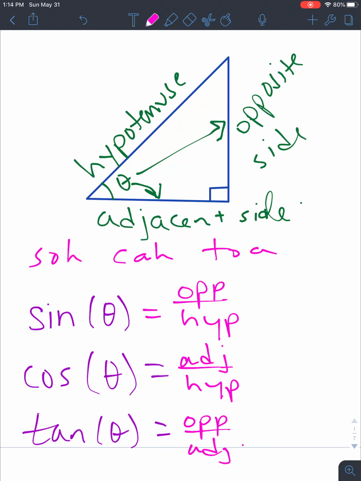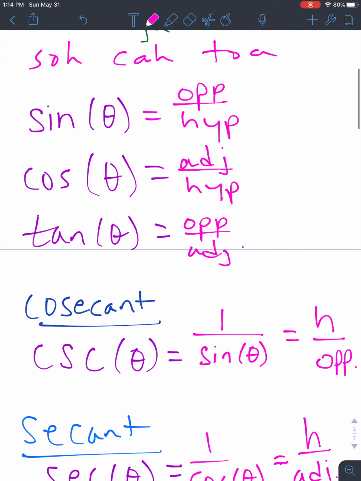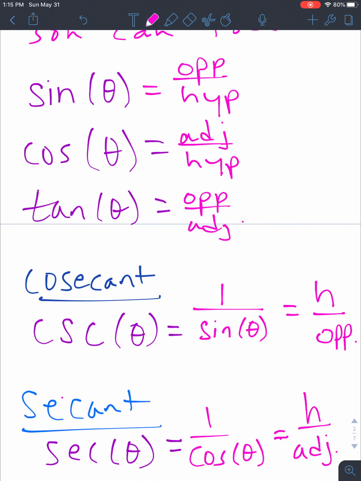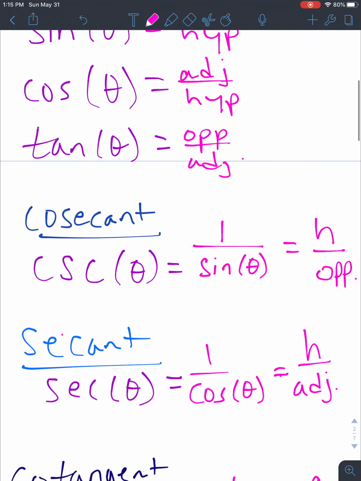But we also have 3 more trig functions. We're going to start with cosecant, which we abbreviate as CSC of theta. Cosecant is 1 over the sine of theta, so that means it's the hypotenuse divided by the opposite side. Secant is abbreviated SEC of theta, and that's 1 over cosine. So cosecant goes with sine, and secant goes with cosine. I know that's a little counterintuitive, and that's why I'm pointing it out. So secant is always 1 over the cosine of theta, which is the hypotenuse over the adjacent when you're trying to find that in an actual example.